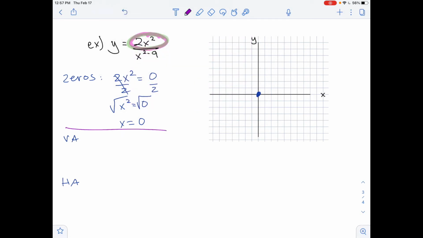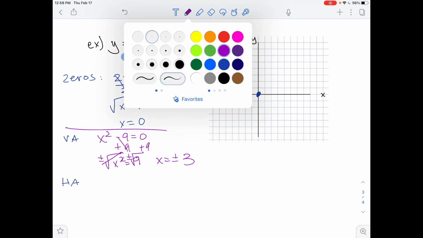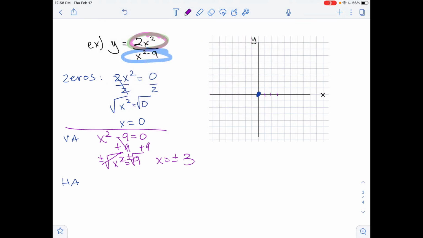Vertical asymptotes, we're going to set the denominator equal to 0. So we're going to say x squared minus 9 equals 0, and now we'll solve. Add 9 to both sides. x squared equals 9. Take the square root of both sides. Remember, when we take the square root, we go plus or minus. x equals plus or minus 3. So we've got a vertical asymptote at x equals 3, that's over 1, 2, 3. That's a vertical asymptote here. And at -3, we're going to go this way, down.